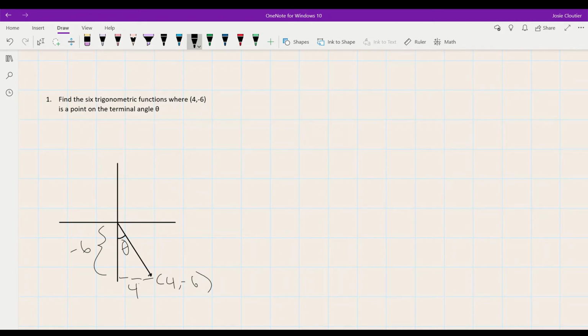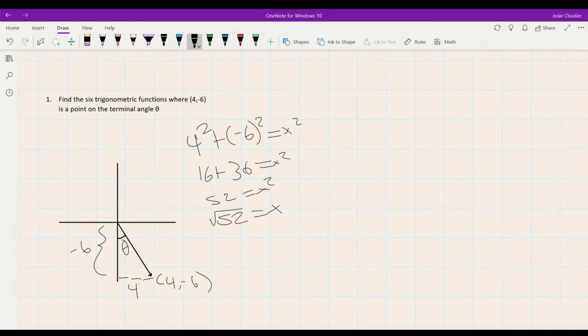And all we would need would be our third for us to write our trigonometric functions. So we'll plug it into the Pythagorean Theorem. 4 squared plus negative 6 squared is equal to x squared. 16 plus 36 is equal to x squared. 52 is equal to x squared. Square root of 52 is equal to x. So we need to start thinking the square root of 52.